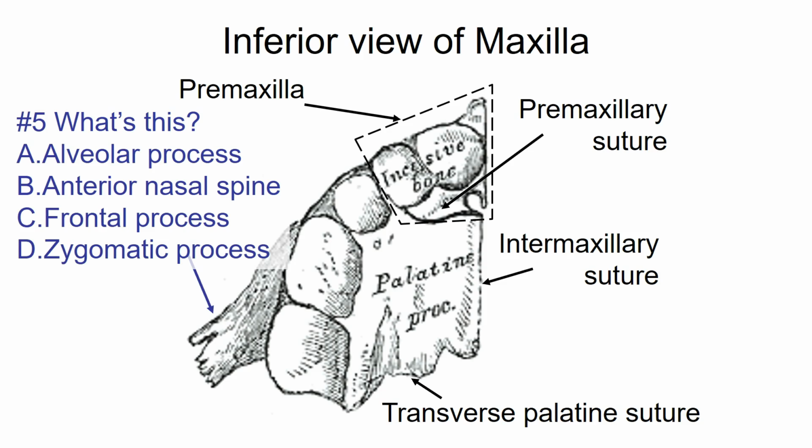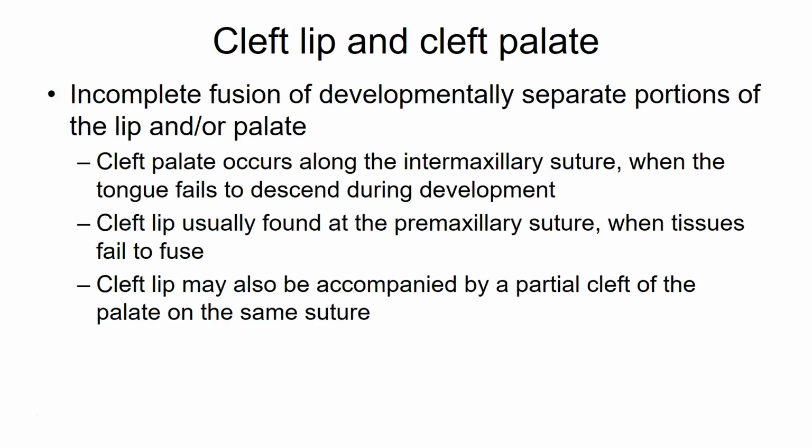So in this view of the maxilla, anterior is up, lateral is to the left, medial is to the right, and posterior is down. The maxilla is pretty important in our field because of cleft lip and cleft palate. These various pieces of the maxilla, if they don't fuse together properly, then we can have gaps in the face or in the palate. Classically, cleft palate occurs along the intermaxillary suture, where there's then a gap, a hole between the oral cavity and the nasal cavity.